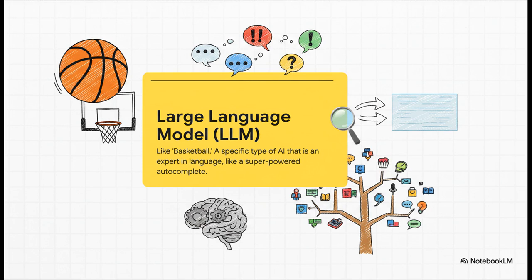So if AI is sports, then something like a large language model, an LLM, is like a specific sport, say basketball. It's a specialized type of AI that's an expert at just one thing, language. You can pretty much think of it as a superpowered autocomplete that's always just predicting the next word.